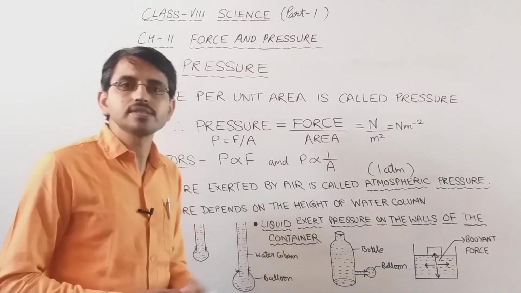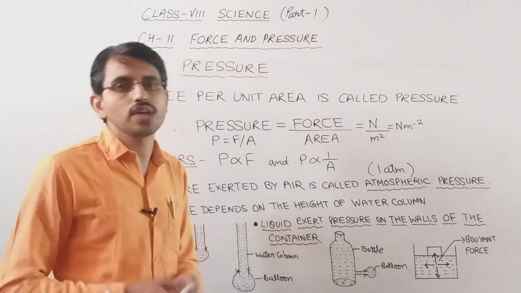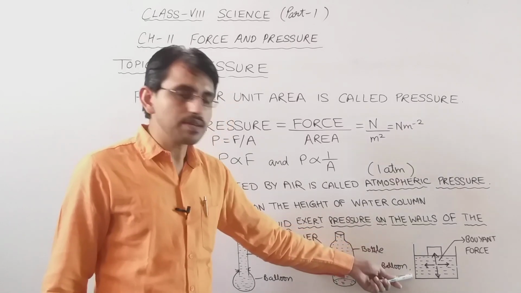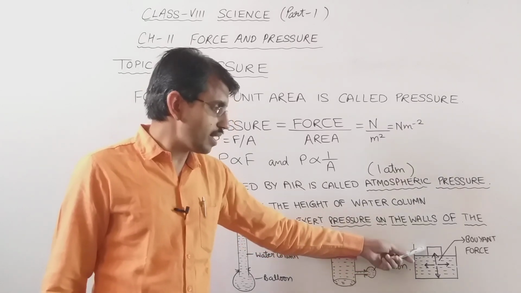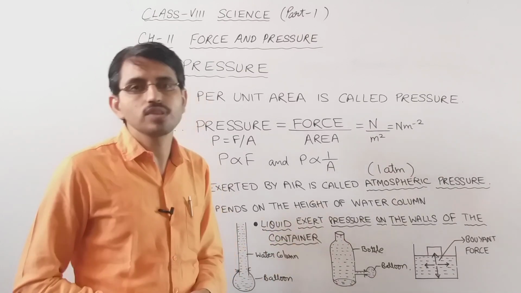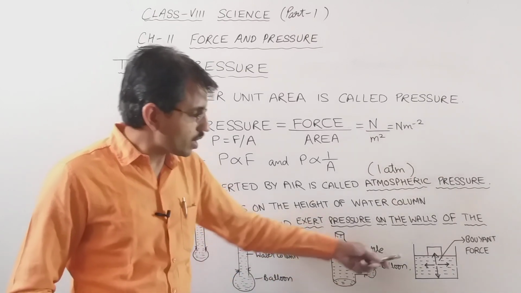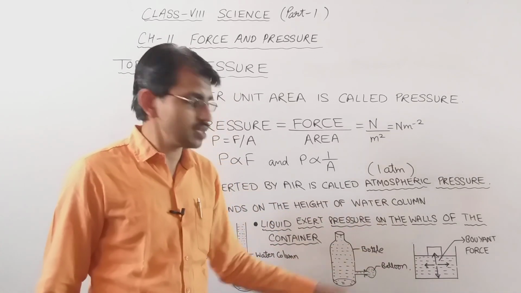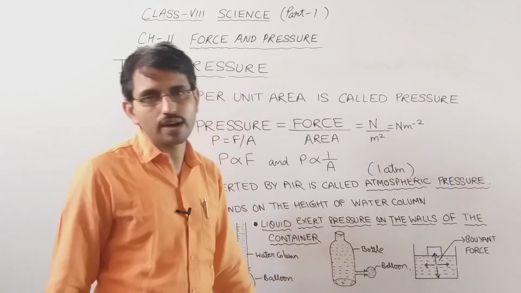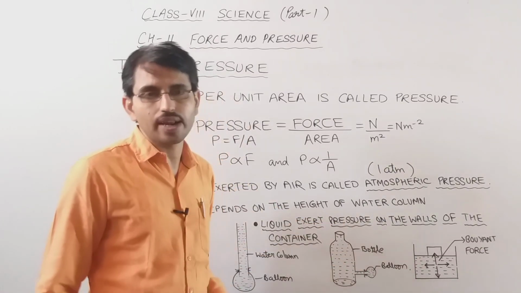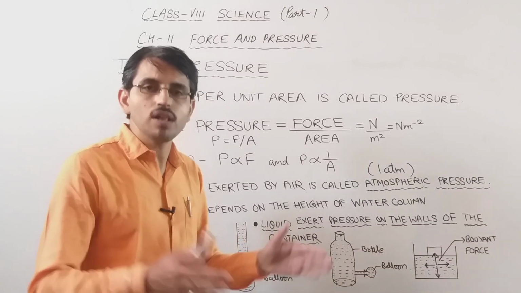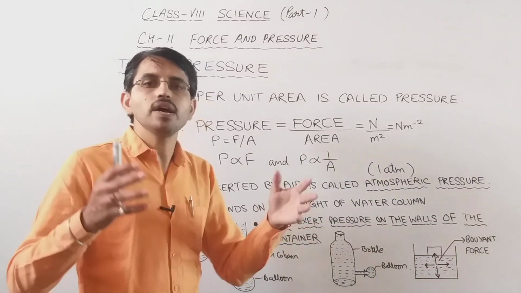Now liquids exert pressure on the walls of the container as well as in upward direction. Look at this. Here is a beaker which is filled with water and an object is floating on the surface of water. So why does an object float on the surface of water? Because water exerts force in all directions. Here I have shown through these arrows that water exerts force on the walls of the container as well as in upward direction.